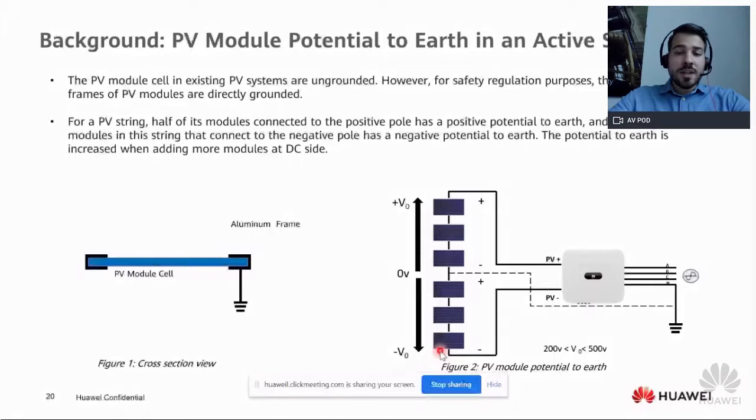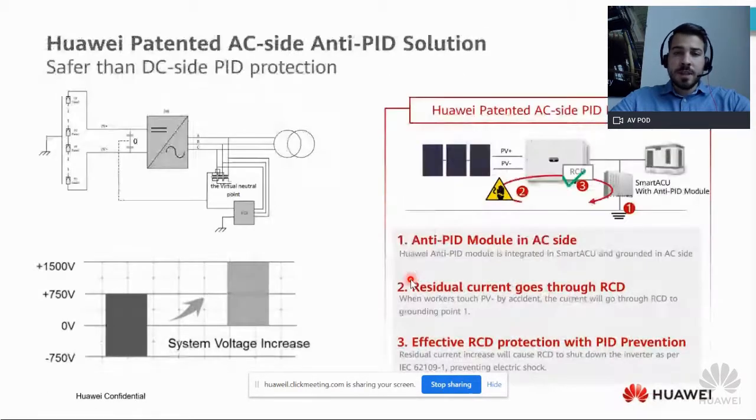And the mitigation happens if you offset this negative voltage above zero. So the whole system will be above zero, so there will be no negative potential differences between the cells and the frame. So this is done in our system.